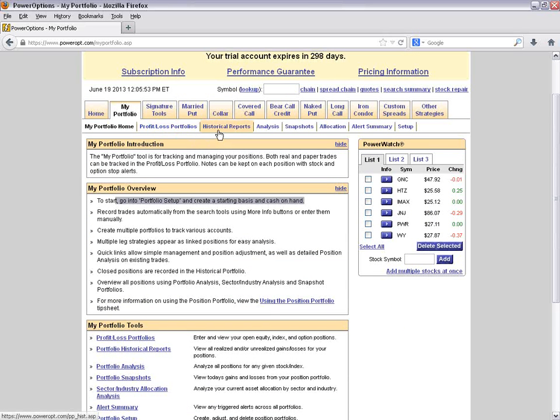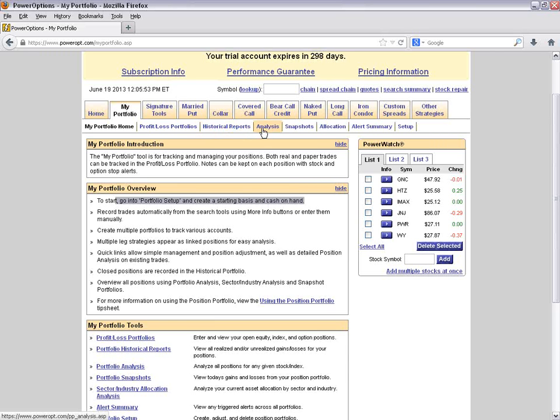A real quick review, the profit and loss portfolio is where we track our open positions. The historical reports gives us a breakdown of all of our closed transactions, or if we just want to view the realized transactions or unrealized gain or loss, I should say, for positions that are not closed that you're tracking in your portfolio. And of course, you can look at them both together.